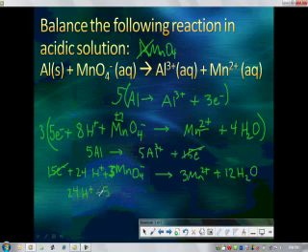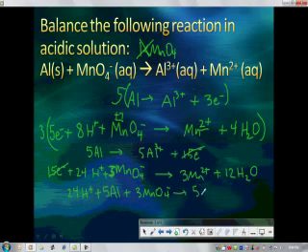I've got to put the plus sign between them. 5 aluminum atoms. They are not charged particles, so they are not ions. And then I have 3 ions of permanganate. Then on the other side, I'm left with 5 aluminum ions and 3 manganese ions. Would you call that manganic or manganese?